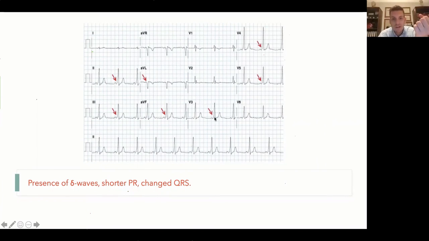For example, here, it's very easy to see that there's something going wrong, with a wider QRS, the presence of a delta wave and a shorter PR interval. The PR interval, we said, is the time between the firing of the atria and the ventricles, correct? So if there's a pre-excitation and the ventricles start firing faster, the PR interval will be shorter, no? I think it's pretty self-explanatory.